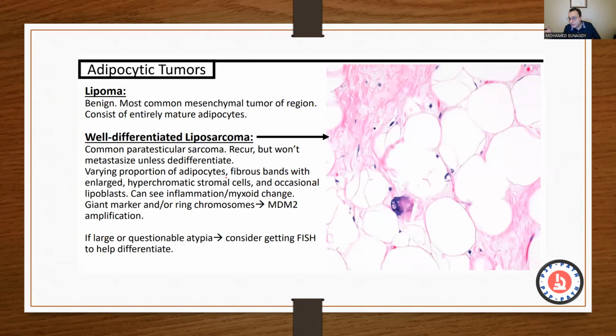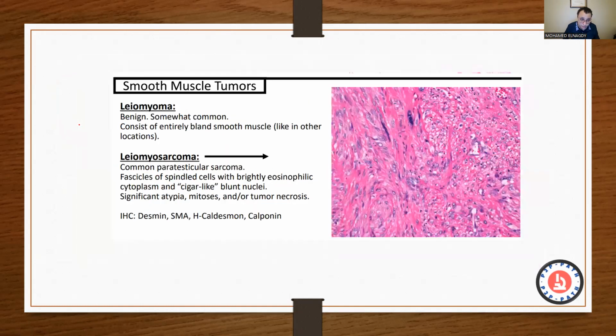Adipocytic tumor, all the types of adipocytic tumor. However, I didn't highlight anything because we will discuss the adipocytic tumors in full detail in the soft tissue part. The adipocytic tumor, any kind, can happen in the testis, like the benign lipoma, the well-differentiated liposarcoma, the atypical lipomatous tumor. Any of these might happen in the testis since you have some fatty tissue around the spermatic cord, so you might get any of the adipocytic tumors there.